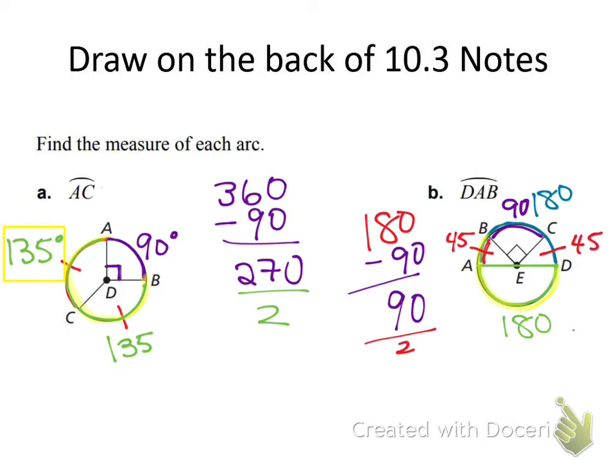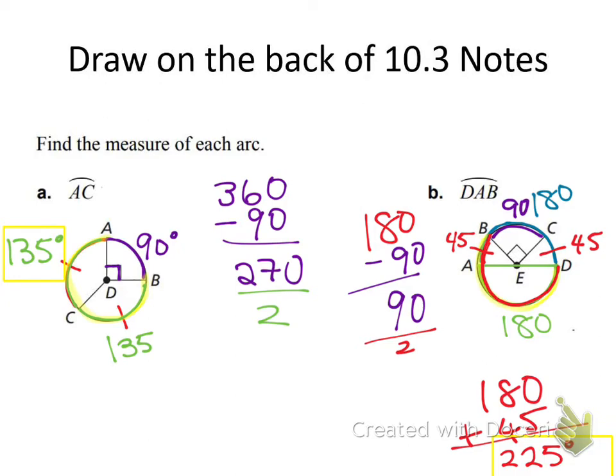So when I go to find DAB, what can I do with my 180 and the 45? Add them. 180 and 45 make 225. Good. And then whenever you're ready, we're ready for the notes.